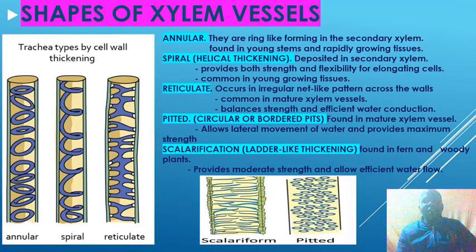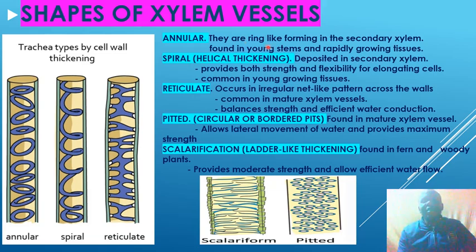Then our last section is about the shapes of our xylem vessels. You can check our shapes here, and the first shape is annular. We have the spiral, reticulate, scalariform, and pitted. When you check the annular, they're just ring-like. The spiral is just like a spring. Then the reticulate are just distributed. This is scalariform. They're just in a ladder form. Then pitted, the pits that we spoke about, bordered pits, that is pits, the holes.